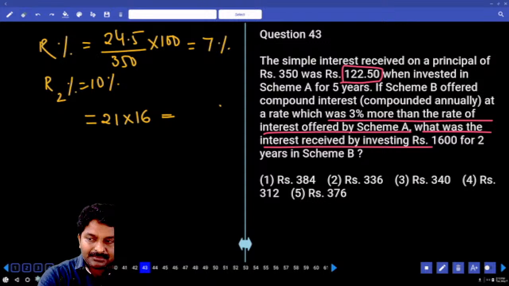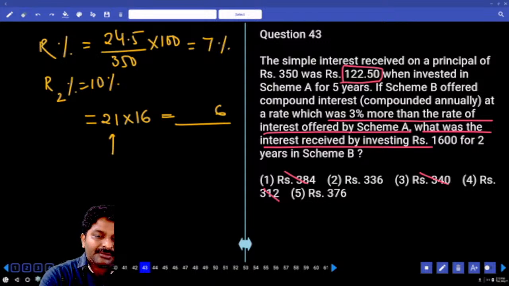The answer ends with 6. Yes? 21 is a multiple of 3. The second option is a multiple of 3. The fifth option is not a multiple of 3.